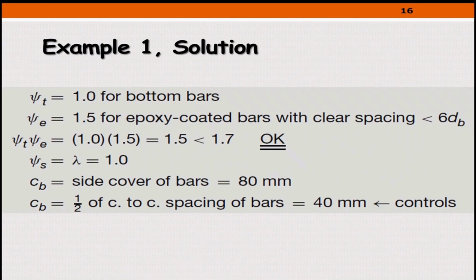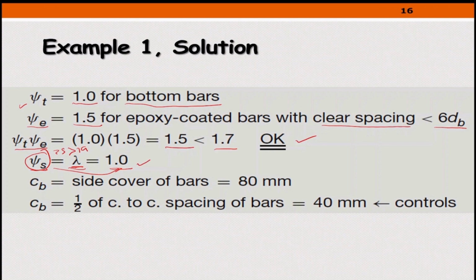All right, so let's evaluate the different factors. Psi t: we're talking about bottom bars, and therefore psi t is equal to 1. Psi e: we're talking about epoxy coated, and the clear spacing represents 6 dB, so it's 1.5. The multiplication of psi t and psi e is 1.5, which is less than 1.7, which is okay. The effect of bar size, psi s, is equal to 1 because we're talking about bar diameter number 25, which is greater than 19. And lambda, we're talking about normal weight concrete, which is why lambda is equal to 1.